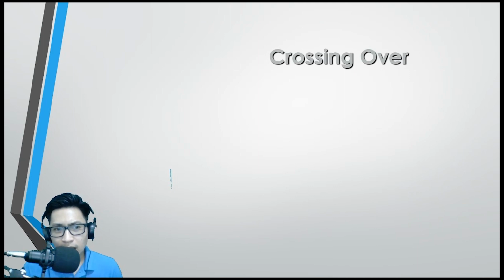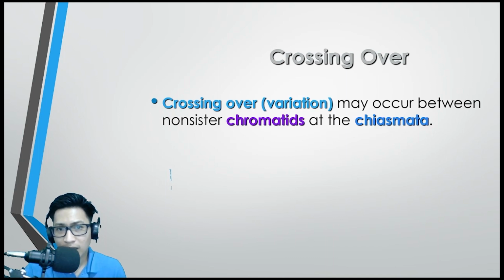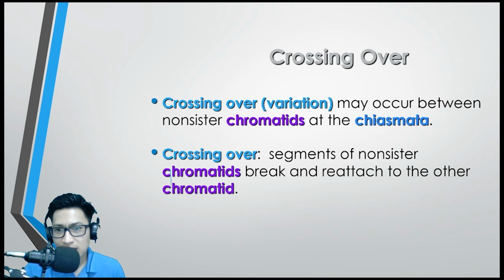Now, crossing over happens during prophase 1. This occurs between non-sister chromatids at the chiasmata. Crossing over is when segments of non-sister chromatids break and reattach to the other chromatid. Now, this is important, no? Take note of this. Crossing over happens between non-sister chromatids, hindi between sister chromatids. Okay? This happens at the chiasmata. This is the location where the crossing over will happen.